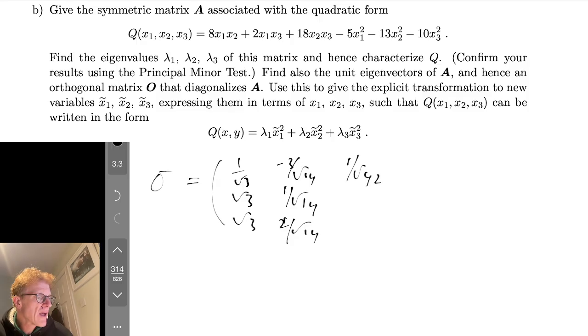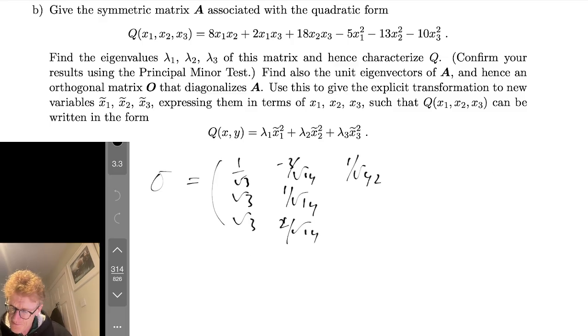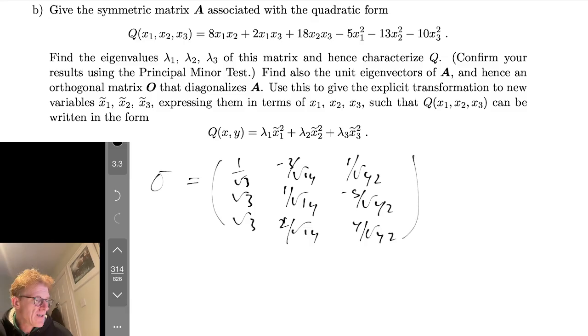Or did I? I did it actually incorrect. So this is 1 plus 25 plus 16 is 42. This 1/square root of 42. Minus 5/square root of 42. 4/square root of 42.